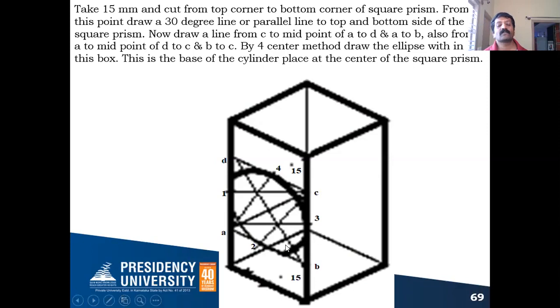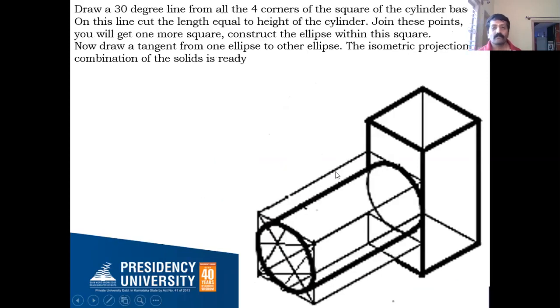So after this, what you have to do, from all these 4 corners of the outer square, ABCD is your outer square. From this ABCD, you draw a 30-degree line in this direction. 1, 2, 3 and 4 like this. Let me show you in the next slide. So from the outer square, this is your ABCD, 4 corners. You draw a 30-degree line.